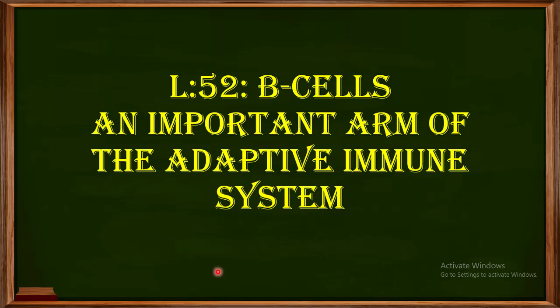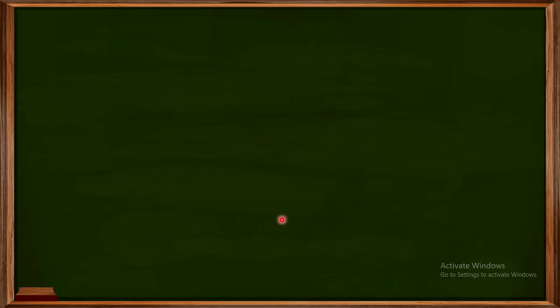And this is another video in the series of videos on immunology. In this particular video, we are going to discuss the B cells, which are an important arm of the adaptive immune system. If I give you an overview of what we have discussed so far, I've told you that in the bone marrow, you have the hematopoietic stem cells, and these hematopoietic stem cells give rise to two progenitor cells.